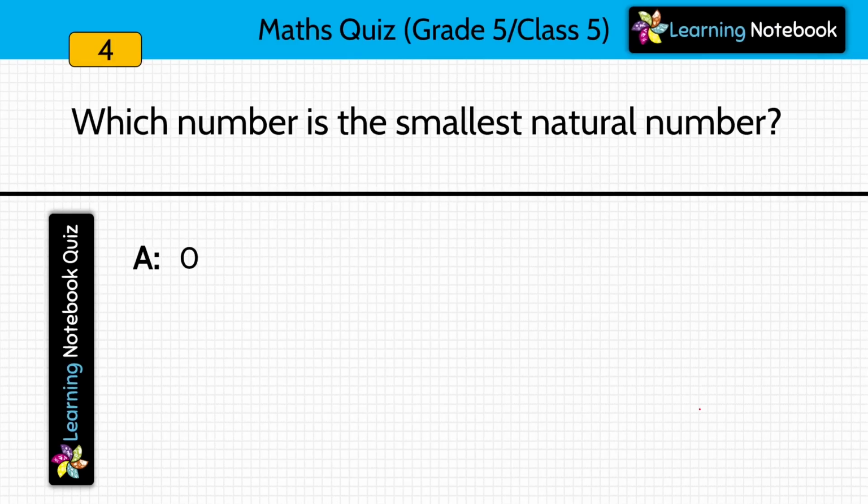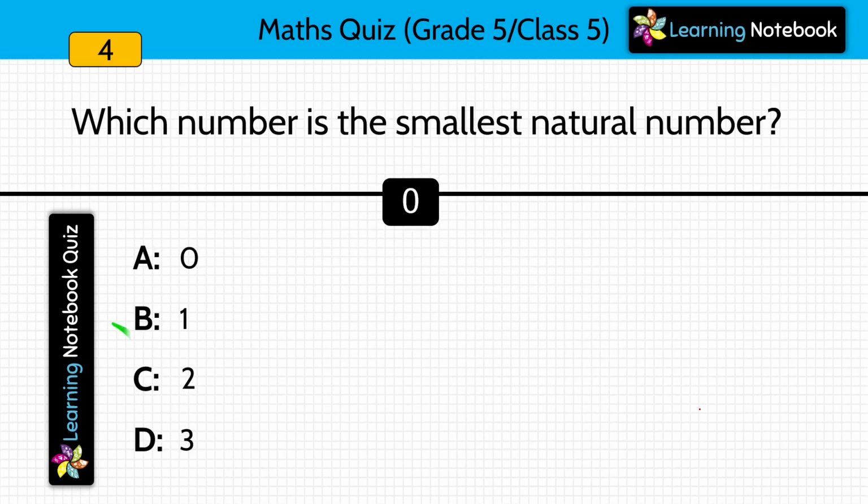Next, which number is the smallest natural number? Natural number, smallest natural number. Answer is option B, 1. Because we know natural numbers are counting numbers and we always start our counting from 1. Whole numbers start from 0.